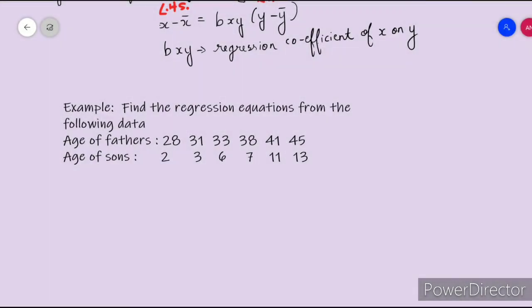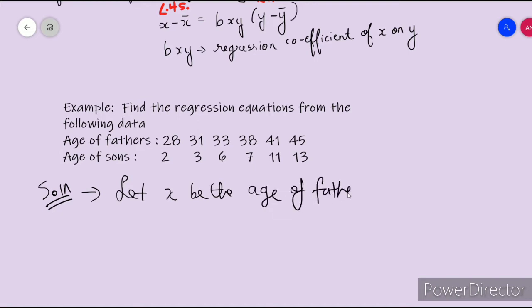So let us take an example. Here we are given the following data: the age of fathers, the age of sons, and we have to find the regression equations. So to make it easier, let x be the age of fathers. So this age of fathers becomes the x values or x series, and y be the age of sons.